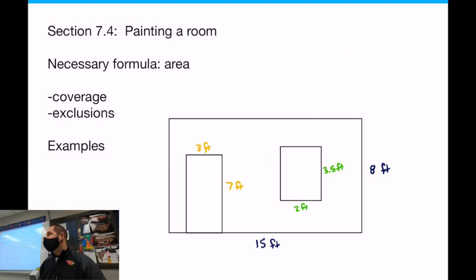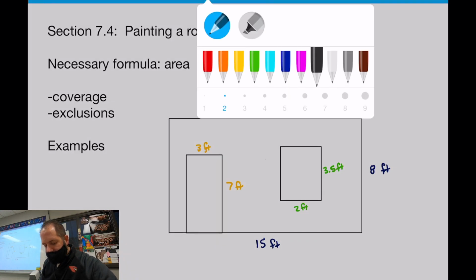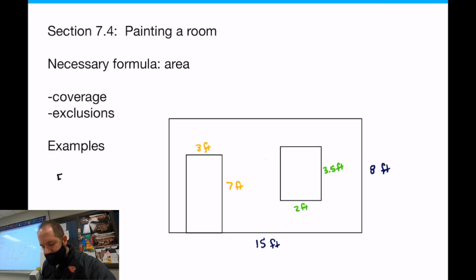Well, the first thing you have to do is find the total surface area of the wall. So the total surface area is 15 by 8. You have to multiply those together, right? So we would take 15 times 8, and that would be the area of the entire wall. That's including windows and door. So 15 times 8 is 120 square feet. Okay, feet squared, however you're going to say it.